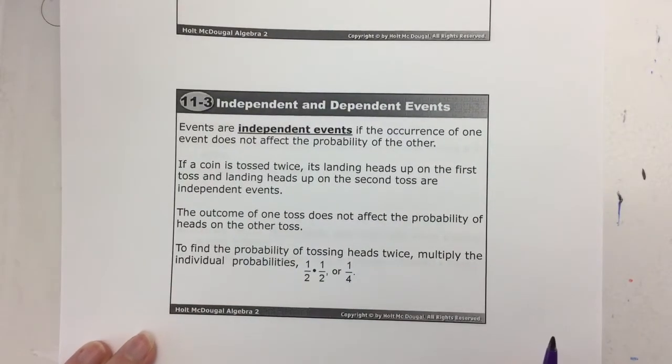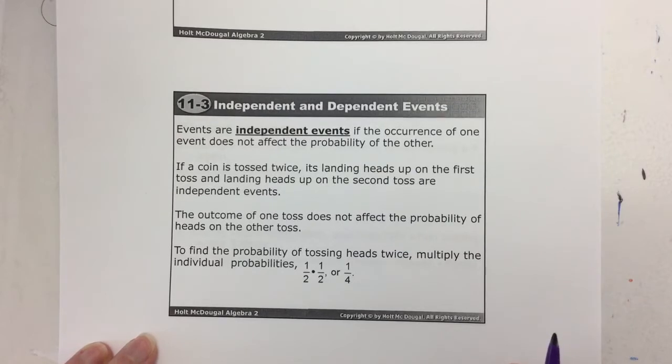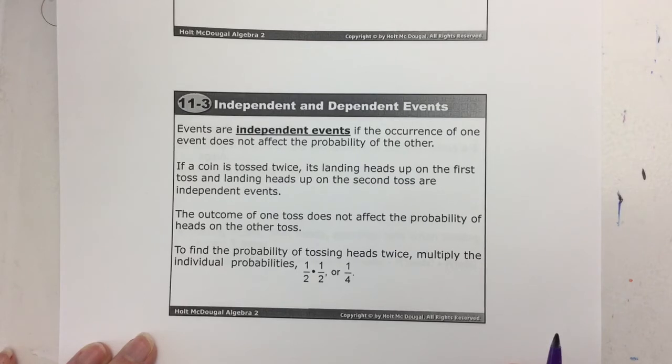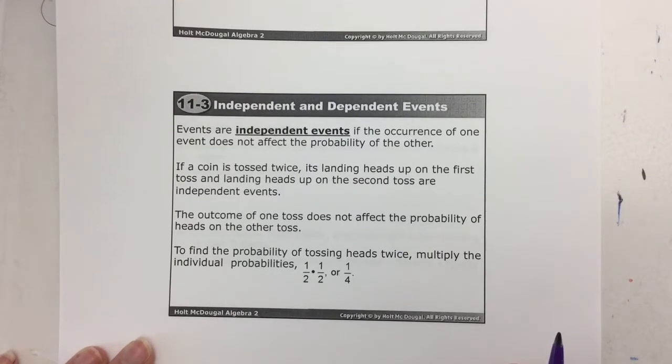It says events are independent events if the occurrence of one event does not affect the probability of the other. So some examples are if you are flipping a coin. If I flip a coin, the chance of getting heads would be 1 out of 2, because there's one head on a coin, and the sample space for a coin has two options, heads or tails. So let's say I flip that coin and I get heads. I have a 1 out of 2 chance.